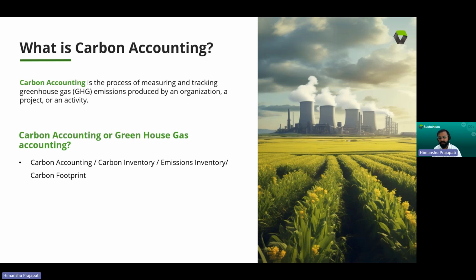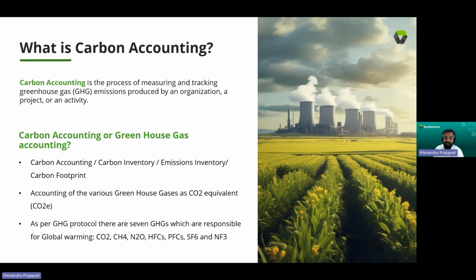What we are essentially doing is trying to account for the greenhouse gases that are emitted by your activity, or the organization's activity, and convert them into CO2 equivalent. So you will hear about this a lot during the carbon accounting process. CO2e is what we usually consider.